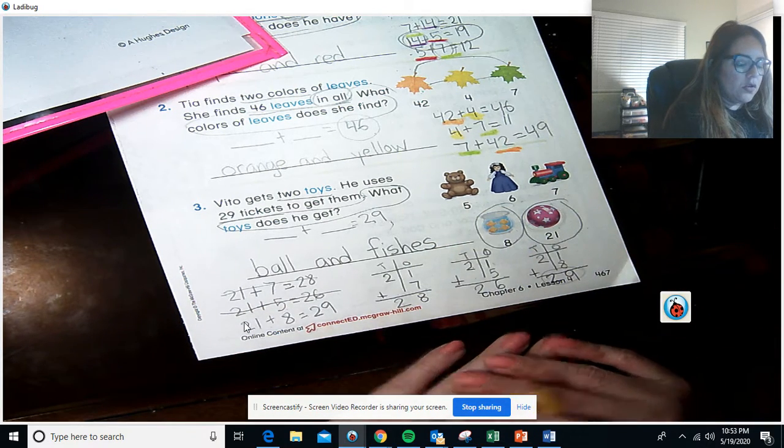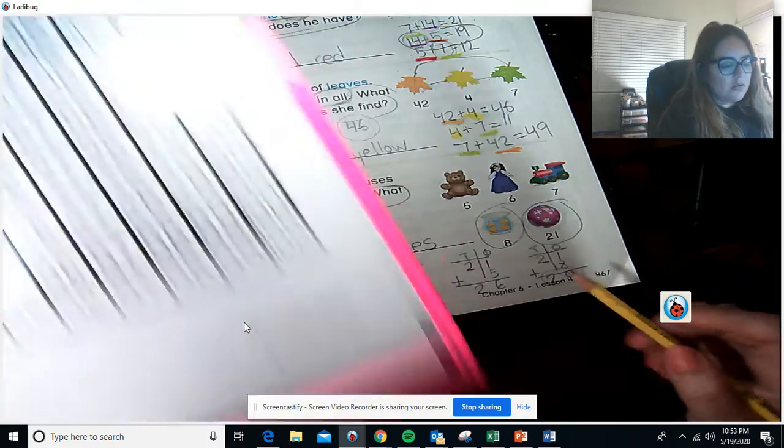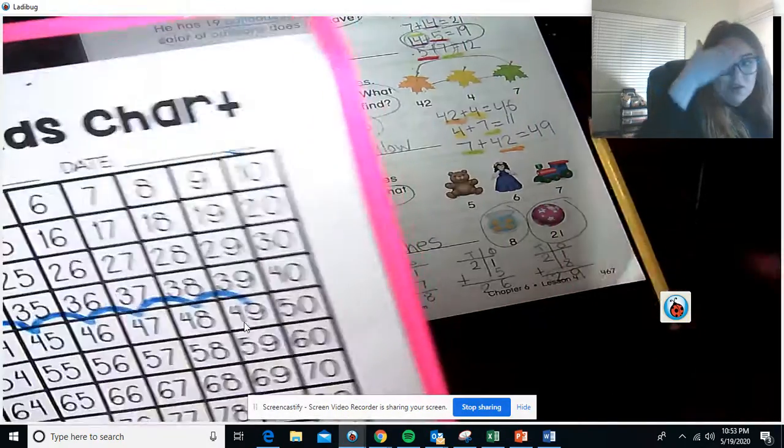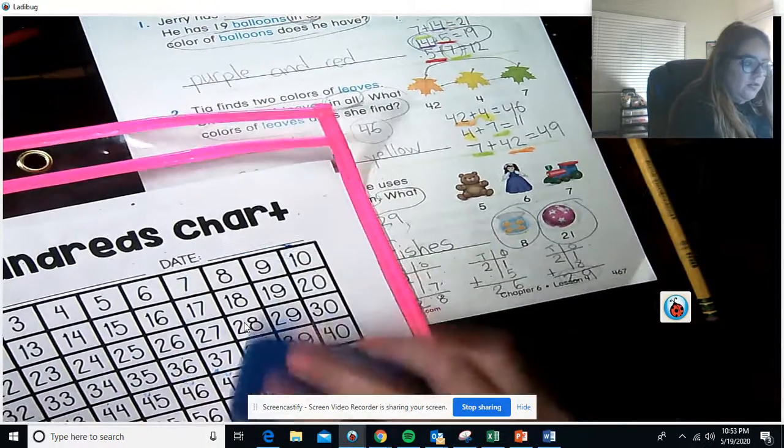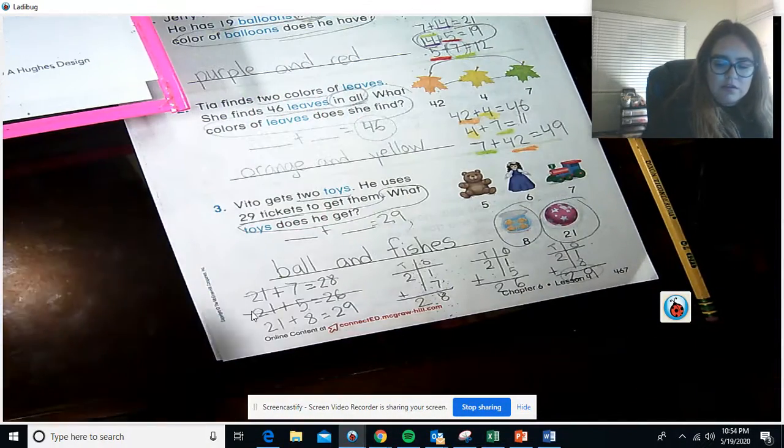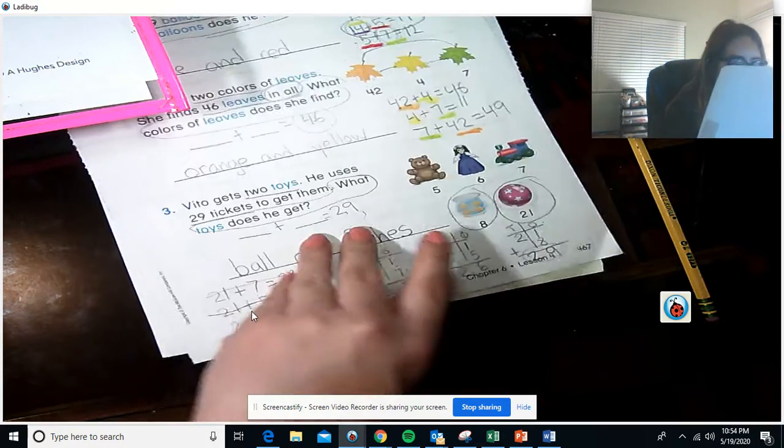Okay, so you could have used the T-chart, you could use your hundreds chart, you can count on in your head, whichever strategy works better for you, okay? And that's it. That's all the math we have for today. Tomorrow we will do the other side together, okay?